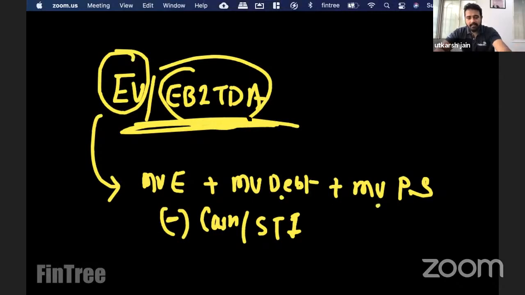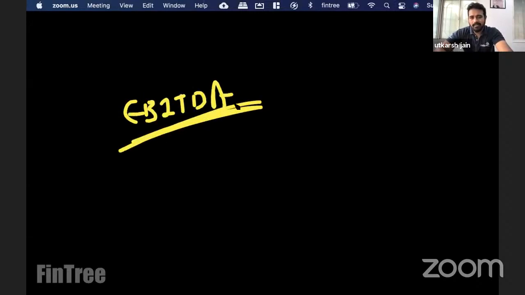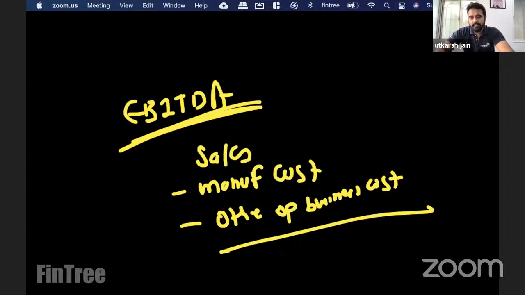And what is EBITDA? EBITDA is your earnings before interest, tax, depreciation, amortization. You would find this number easily on any of the websites. It is typically calculated as sales minus the manufacturing cost minus the other operating business cost, except depreciation. You don't deduct depreciation, and you get EBITDA. Then after EBITDA, you deduct depreciation.